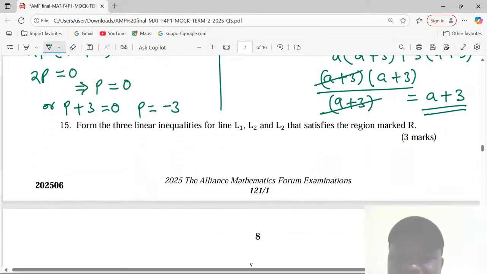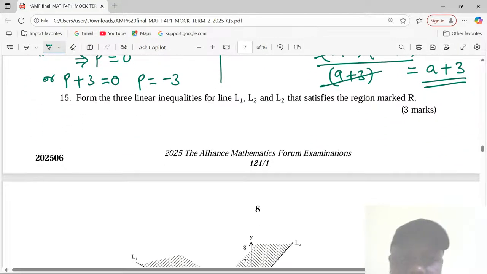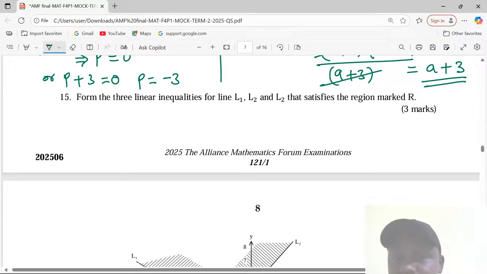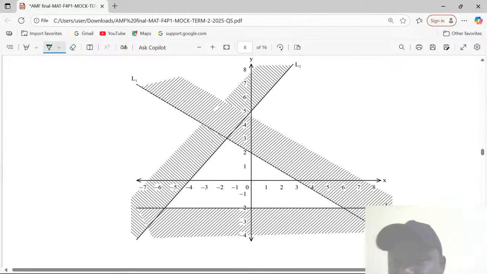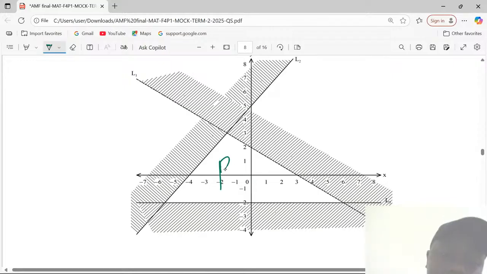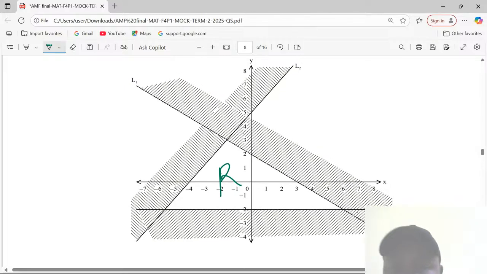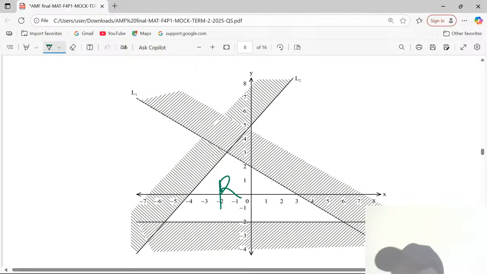Let's look at a serious question again in number 15. Form the three linear inequalities for L1, L2, L3 that satisfy the region R, the region marked R. So we have a region R here for these particular inequalities, and we are supposed to form the inequalities which satisfy this region. The inequalities have been represented graphically, so it's upon us now to extract them from the plotted lines.